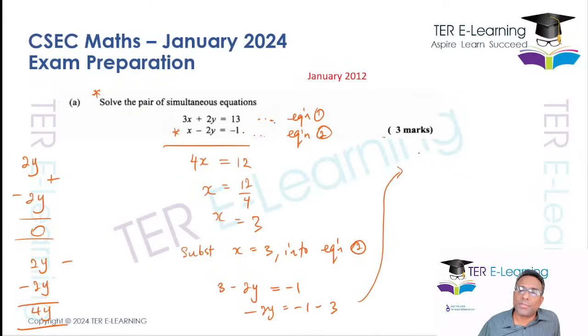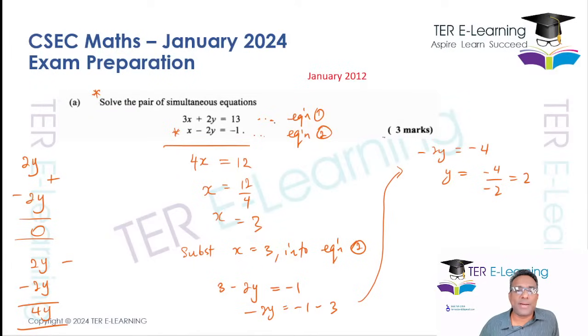So minus 2y is equal to minus 1 minus 3, which is minus 4. So therefore, y is equal to minus 4 over minus 2. So therefore, you're going to get 2. So x is equal to 3 and y is equal to 2. It really doesn't matter which one you substitute it in. It's going to be fine. You get the same answer either way.